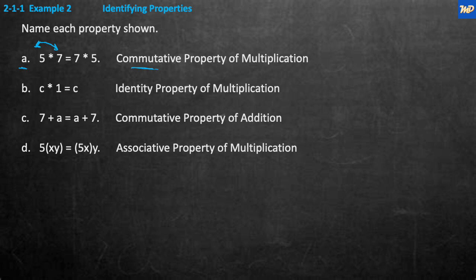The next is C times 1 is equal to C. So what is it when we have a number times 1? It's the identity property. This is a property of multiplication.